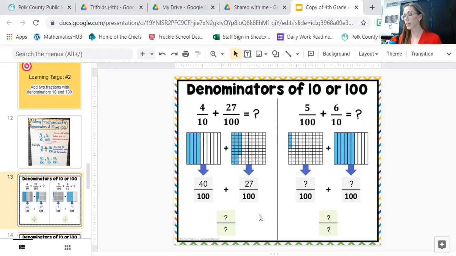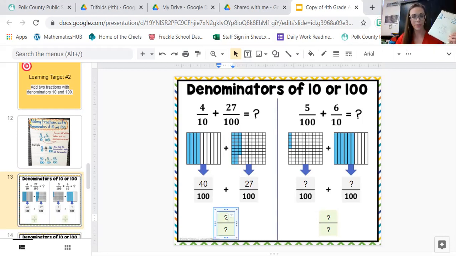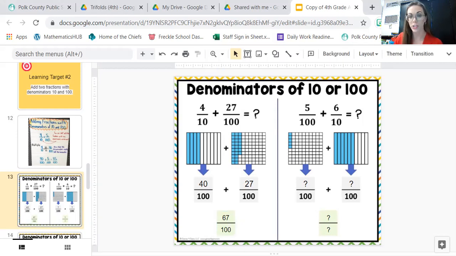If we add 40 plus 27, I'll write it on my paper. Use your paper to help you if you need to. 40 plus 27, add those numerators together. I have 67 in the numerator, and the denominator is still 100ths. The denominator does not change when we're adding. So 40 hundredths plus 27 hundredths equals 67 hundredths. Okay, let's do it one more time.